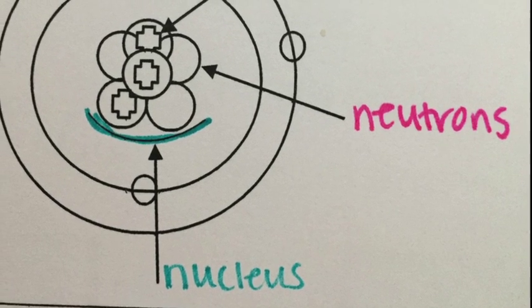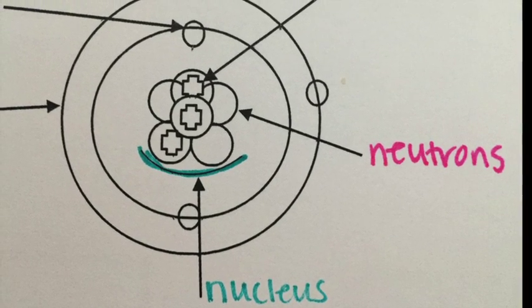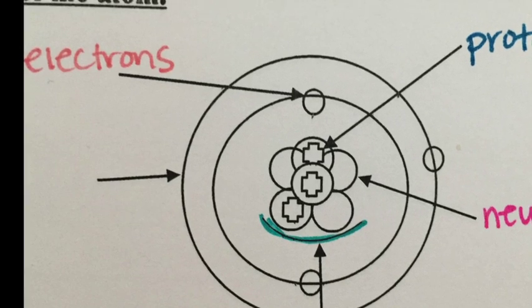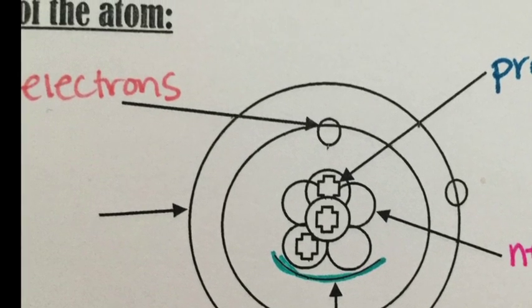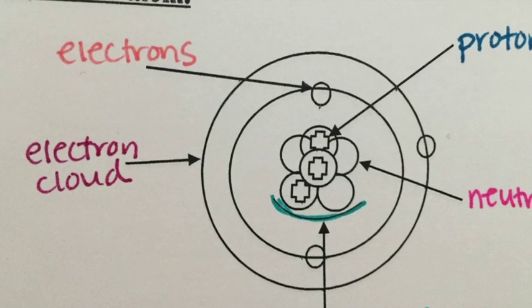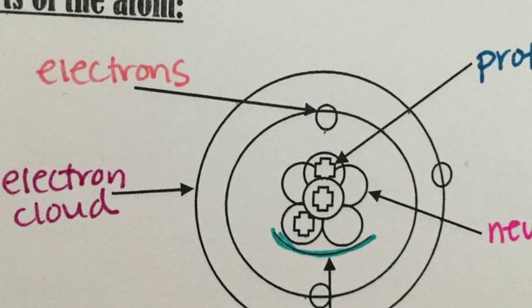And the center part that holds the protons and the neutrons is called our nucleus. The third particle that we have is an electron. That's the one that's up top. And our electrons are going to be on those lines that go outside of the nucleus, and I have them labeled here as electron cloud.